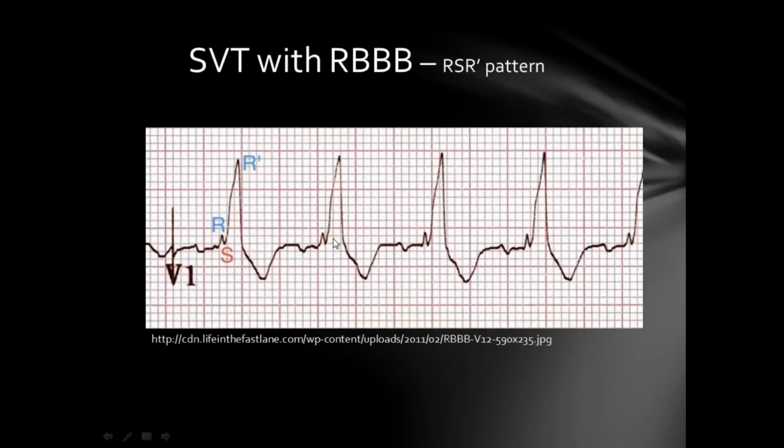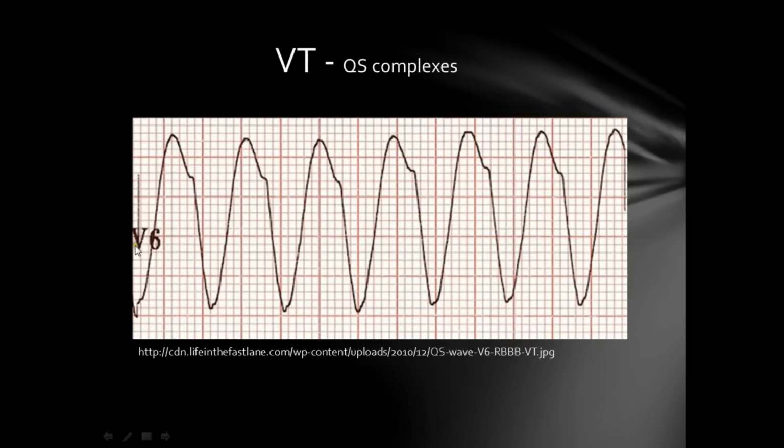Here we have the typical right bundle branch block morphology, and you can see the RSR prime pattern in V1 with a taller right rabbit ear, and this is indicative of a right bundle branch block. And here in V6 we can see the QS complexes with the absence of R waves, therefore a negative concordance in V6 suggestive of ventricular tachycardia. The waves you can see here are actually the T waves, not the R waves.